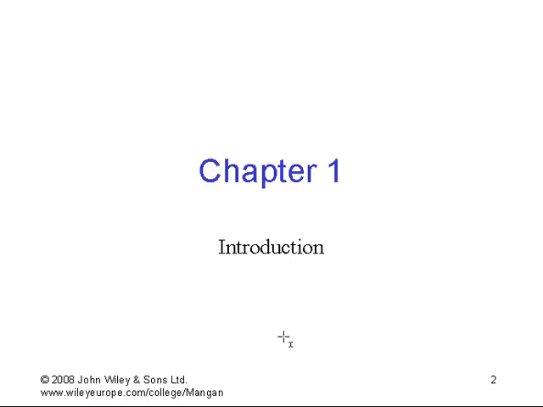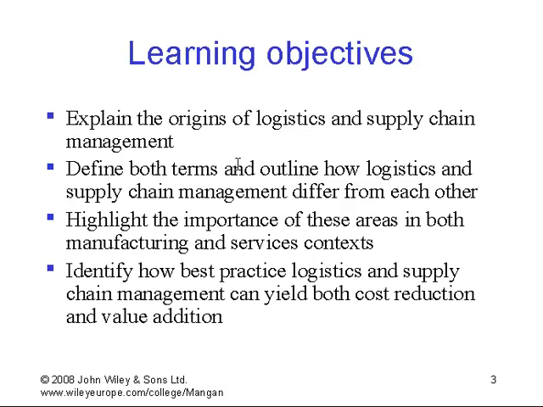Okay, this is a review of Chapter 1, the PowerPoint slides. Learning objectives. Explain the origins of logistics and supply chain management. Define both terms and outline how logistics and supply chain management differ from each other. Highlight the importance of these areas in both manufacturing and services contexts. And identify how best practice logistics and supply chain management can yield both cost reduction and value addition.